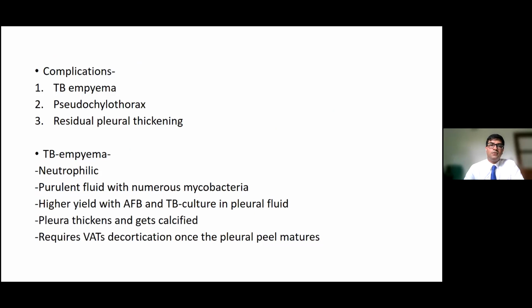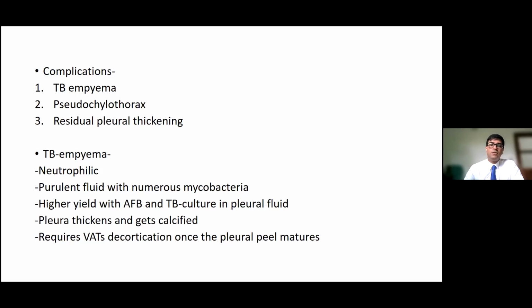So, what can happen to this pleural effusion? It can convert to TB empyema, pseudochylothorax, or can cause recurrent pleural effusion due to residual pleural thickening. In case of TB empyema, it is mainly neutrophilic, and purulent fluid will contain numerous mycobacteria, and you can have a higher chance of detecting AFB and TB culture in this sort of patients.